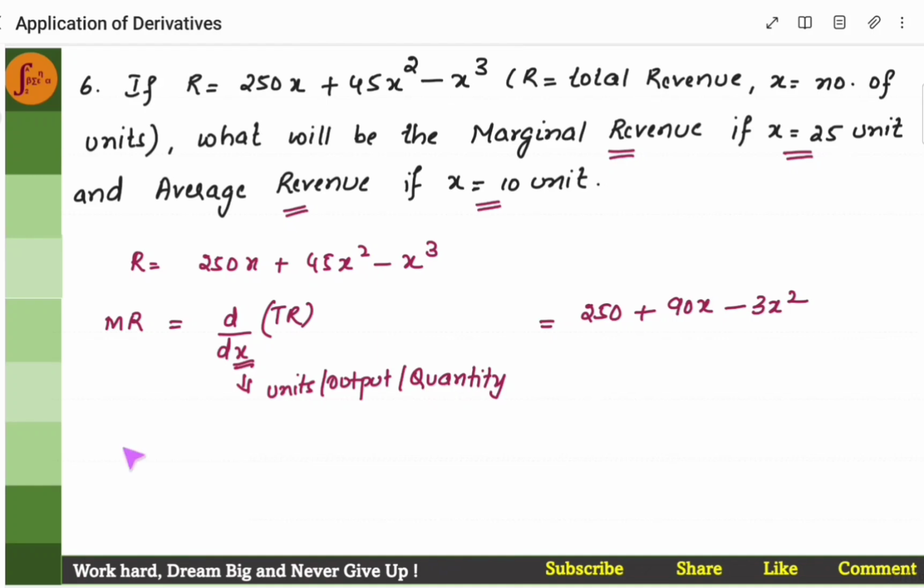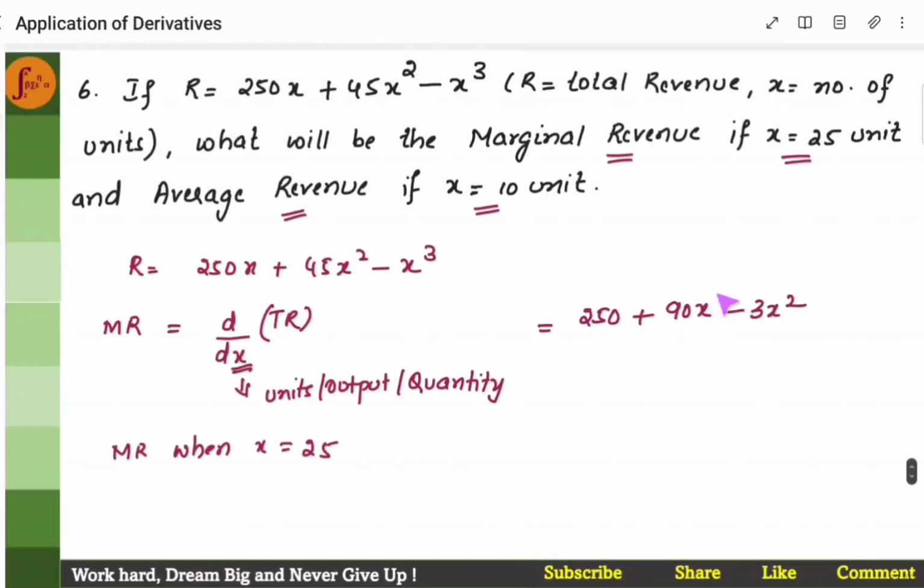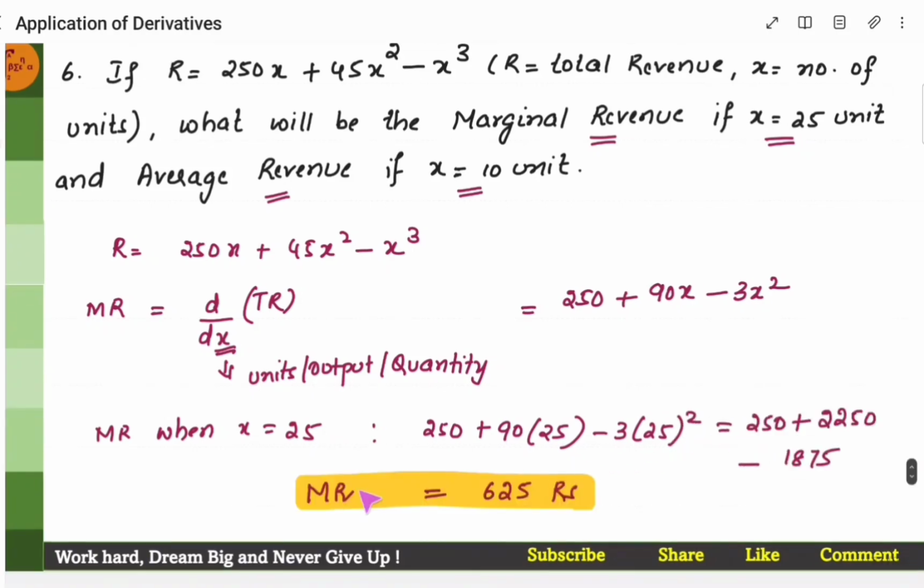Now you need to find marginal revenue when X is equal to 25. So straightforward, just substitute X here, right? Let's substitute X. So we'll get 250 plus 90 into 25 minus 3 into 25 the whole square. If I calculate, I will get marginal revenue as 625 rupees.